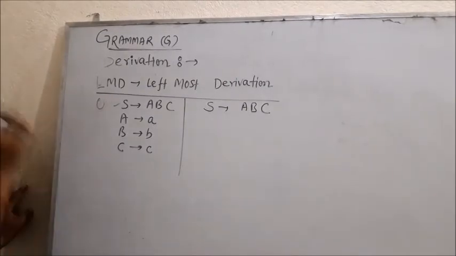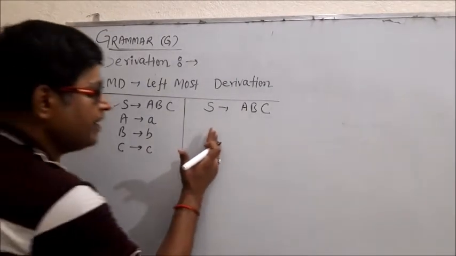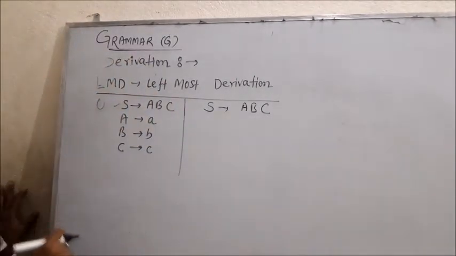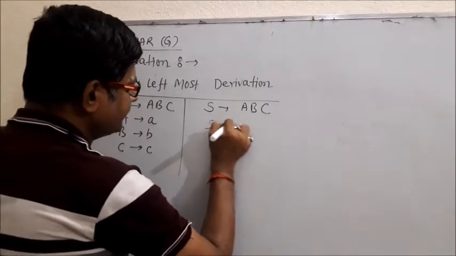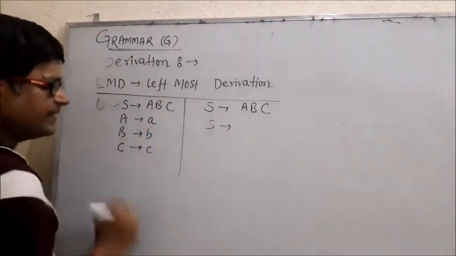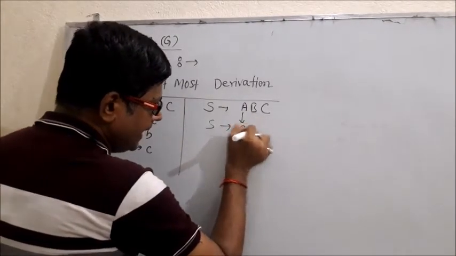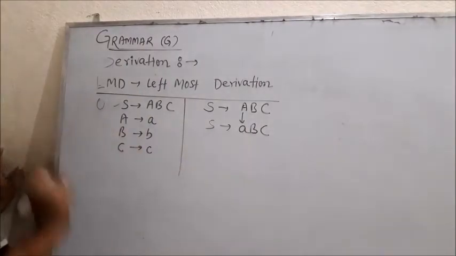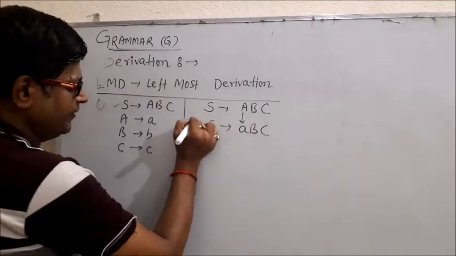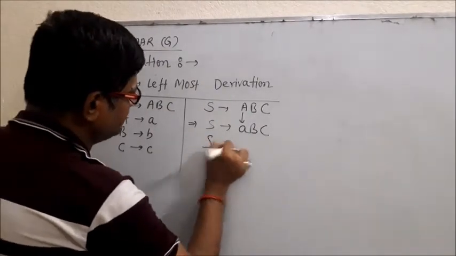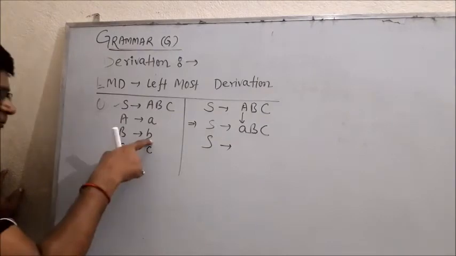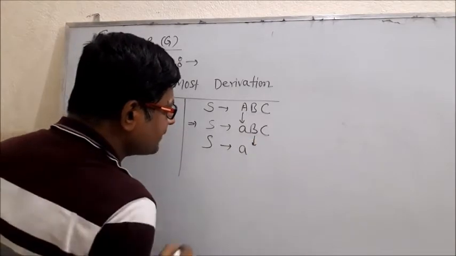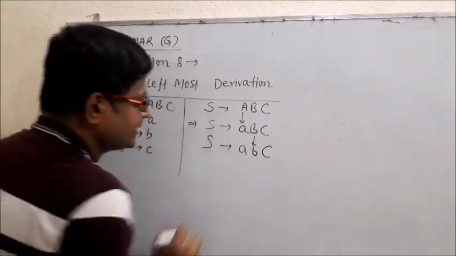Now in leftmost derivation, I have to start the replacement from left to right, one by one. So S tends to, in place of A, I can write small a. This is known as replacement. So I will put a and the others will be as they are. That means in one step only one variable will be eliminated. Next, S tends to, in place of B I can put small b. So a will be as it is, in place of B I will put small b, and capital C remains. Are you getting my point?